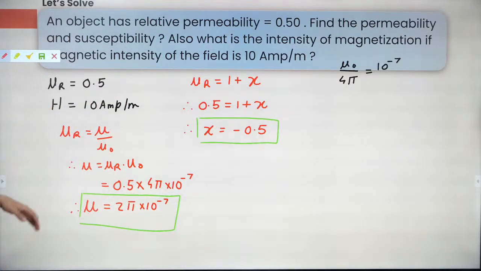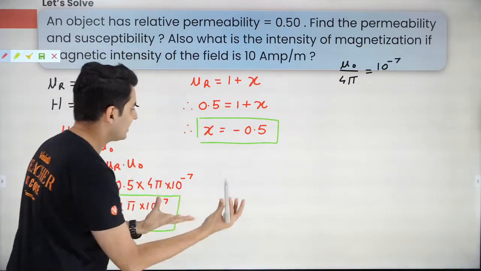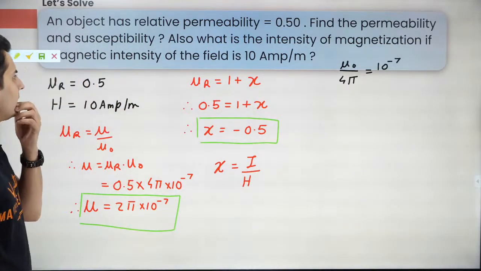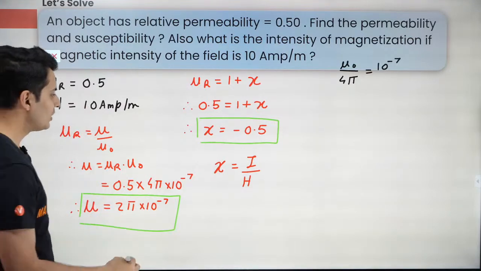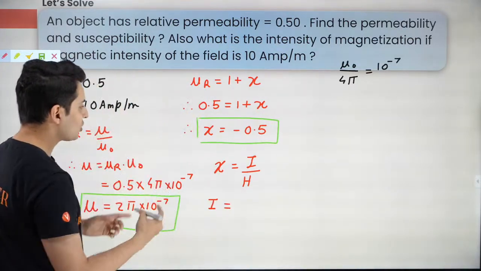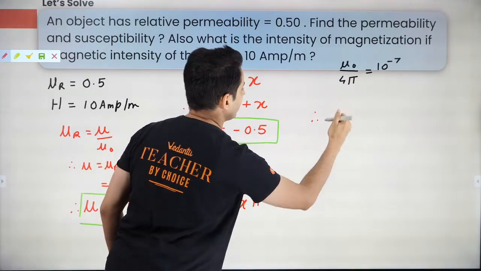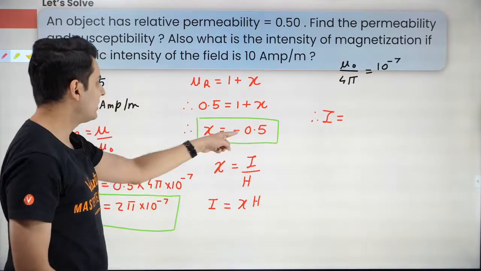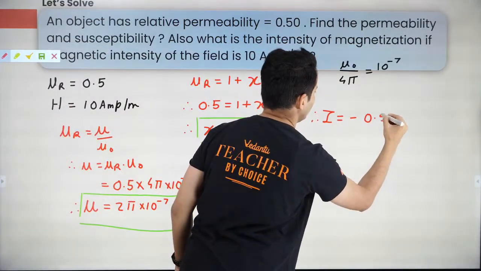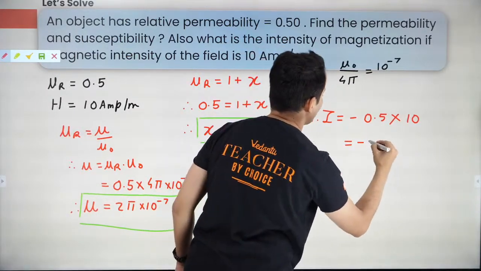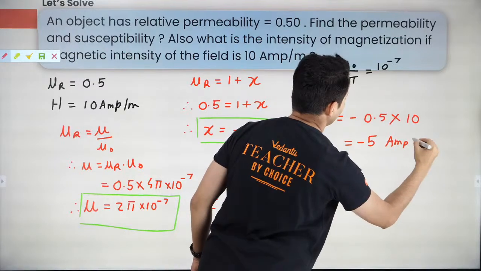Okay, next. What is the intensity of magnetization? Guys, we just have studied one formula. X is nothing but I by H. All right. And do I know H? Yes. So I can definitely find I. So I will be XH. Therefore, I will be nothing but X value is minus 0.5, into 10. That's the value of H. So guys, that will be minus 5 ampere per meter.